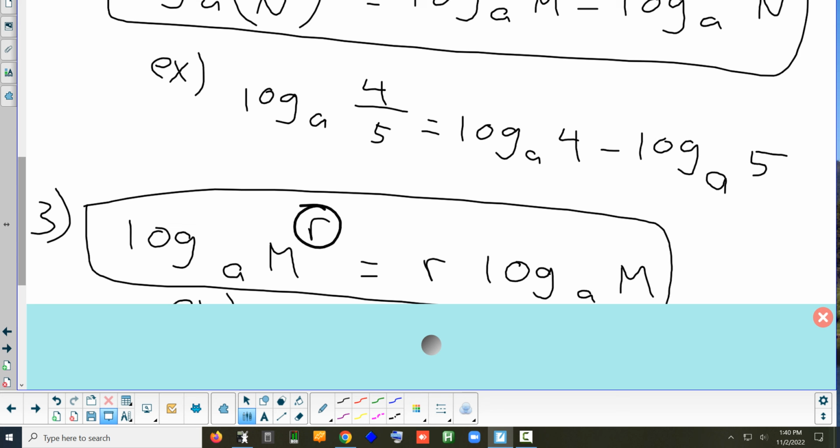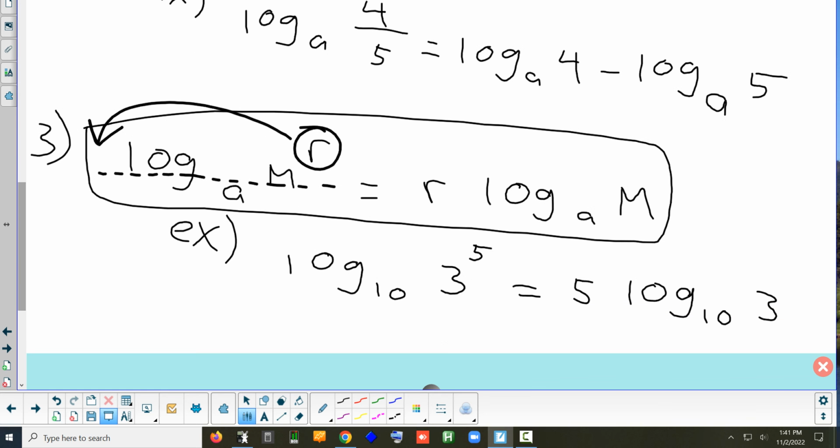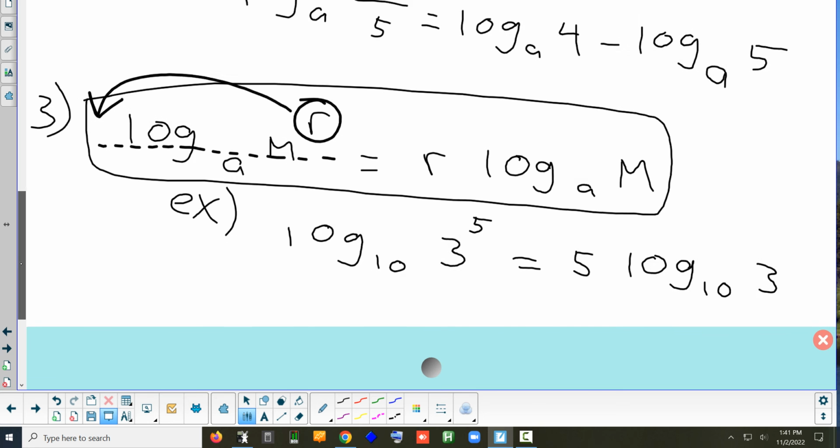The third rule lets you take any exponents and put them in the front. If you have an equation that has the word log in it, you can take the exponent. Remember, if this was lined paper, the a would be below the line, the log and the m are right on it, and the r, that's above it. That's an exponent. You can take the r, and you can put it in front. There's an example with a number. The 5 is an exponent, and I can put it in front.